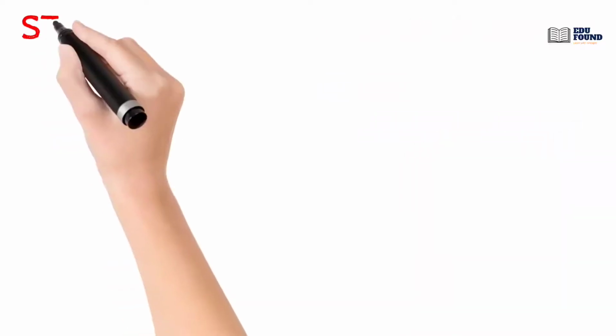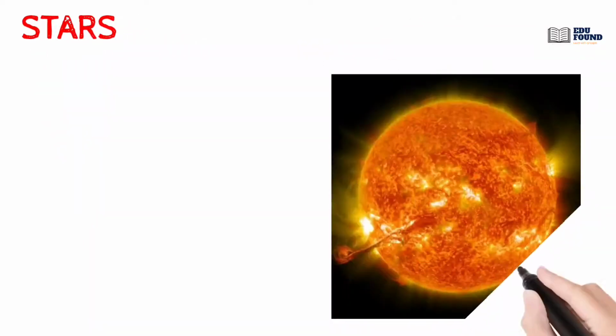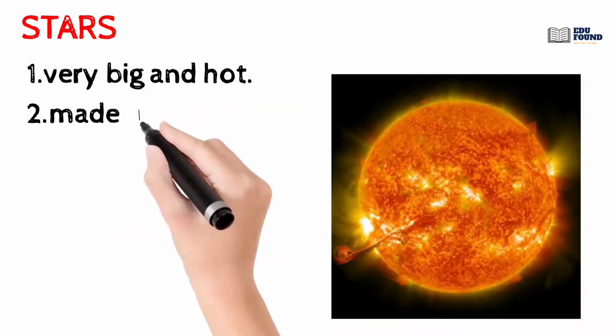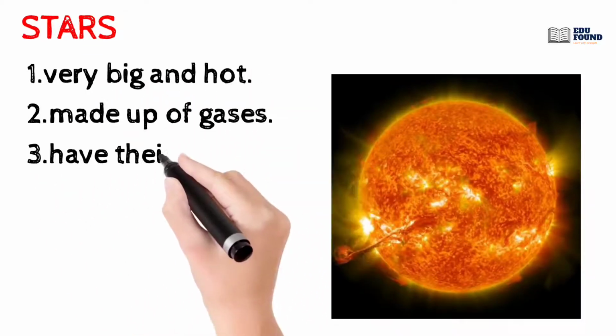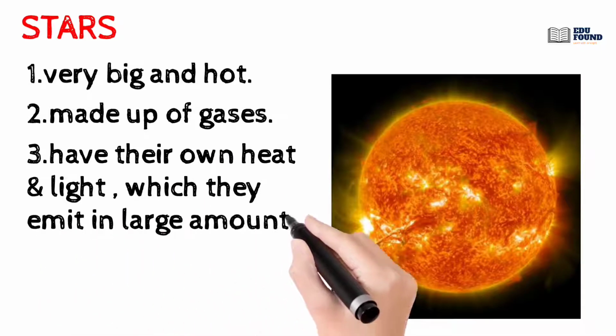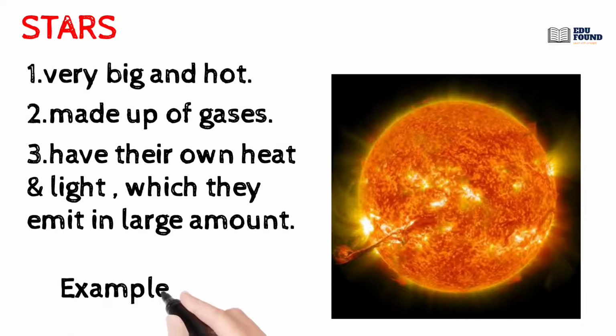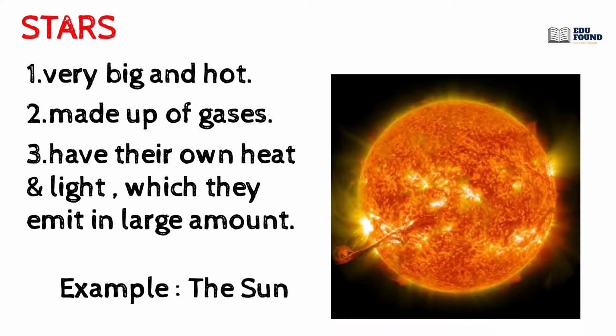Now let's come to stars. They are very big and hot, made up of gases, and have their own heat and light, which they emit in large amount. That's why previously we said that stars twinkle. The common example of a star is the sun. Common because Earth, where we live, is a part of the solar family.